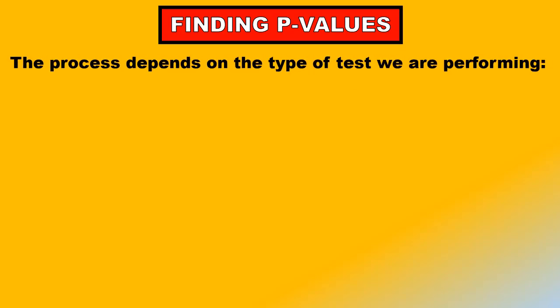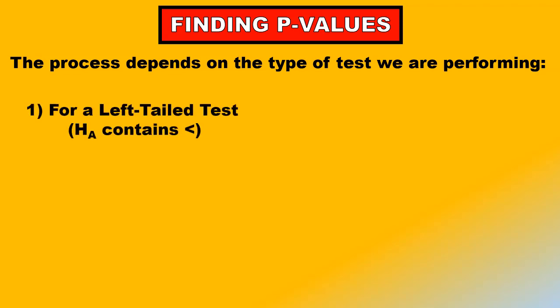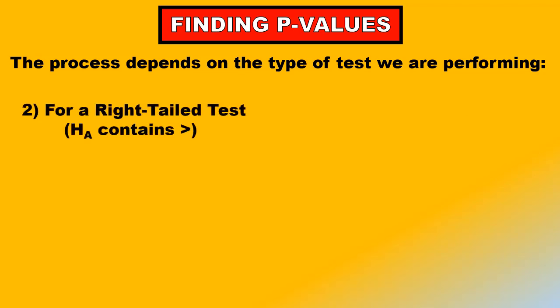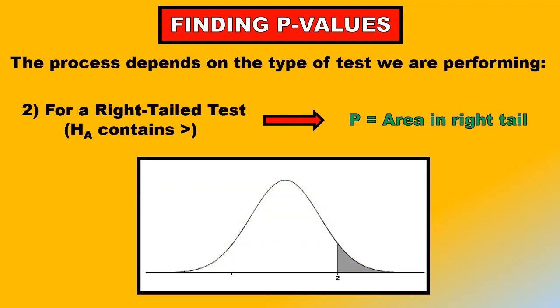So this process depends on what type of test we're performing. For a left-tailed test, which means that the alternative hypothesis has a less than symbol, then p is going to be the area in the left tail of our distribution. If we're looking at a right-tailed test, which means that HA contains the greater than symbol, we're looking for the area in the right tail, so the distribution would look like this.